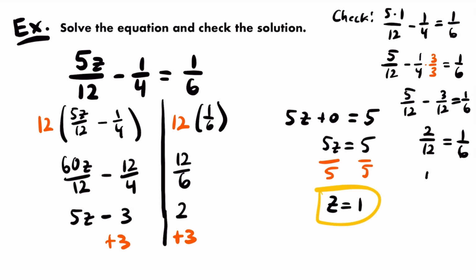2 divided by 2 is 1, 12 divided by 2 is 6. So we get 1/6 is equal to 1/6, which is a true statement. And so z equals 1 is the solution to this equation. Okay, let's take a look at one more final example for this video.